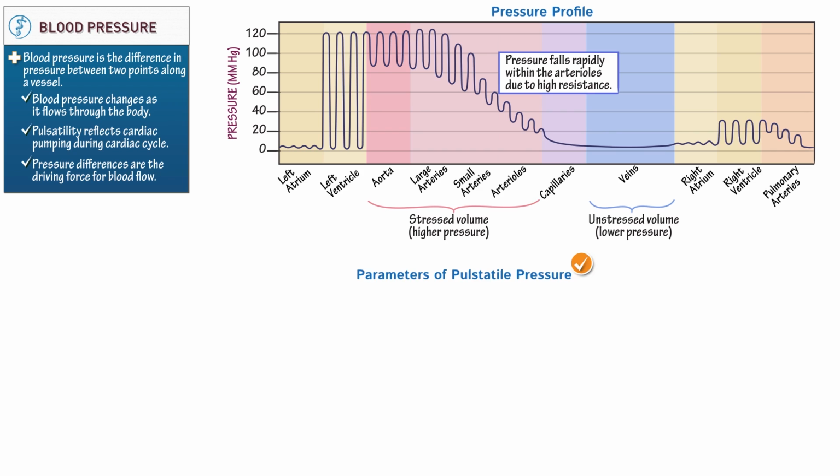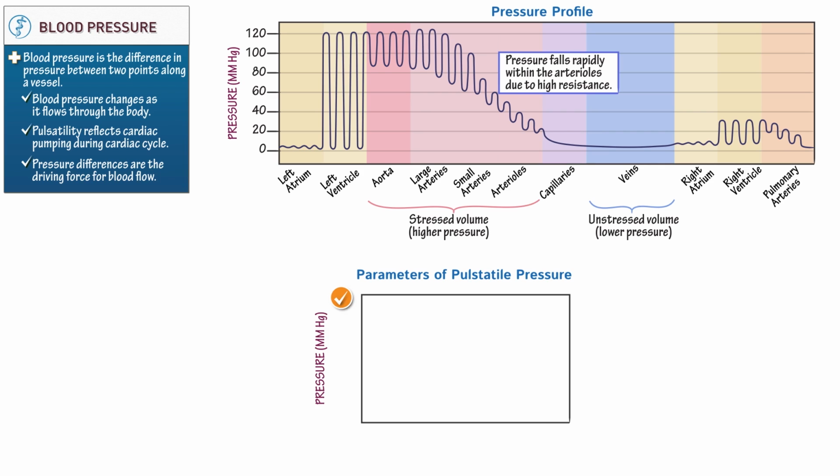Next, let's take a closer look at the pulsatile nature of blood pressure. Start a new graph to show the arterial pressure changes of a single cardiac cycle. Along the y-axis, write pressure, again in millimeters of mercury, write the values 80 and 120. Along the x-axis, write time. Next, draw a curve to show that the highest arterial pressure is 120 millimeters of mercury.